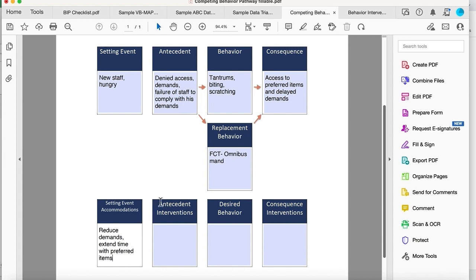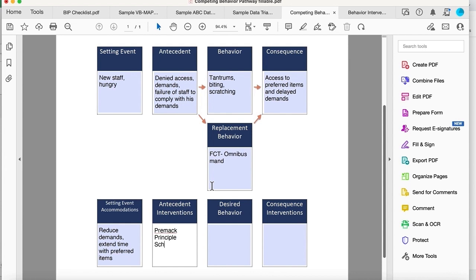Now let's take a look at the antecedent interventions. When he's denied access, or there are demands placed, or when staff don't comply with his demands, what antecedent interventions can we put into place that will reduce the impact of these antecedents on his behavior? We could use the Premack principle to let him know when he's going to have access to those things that he likes.